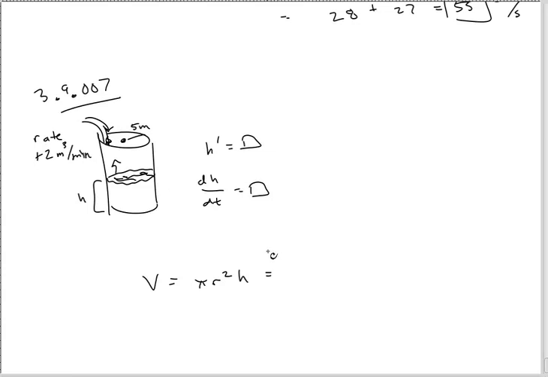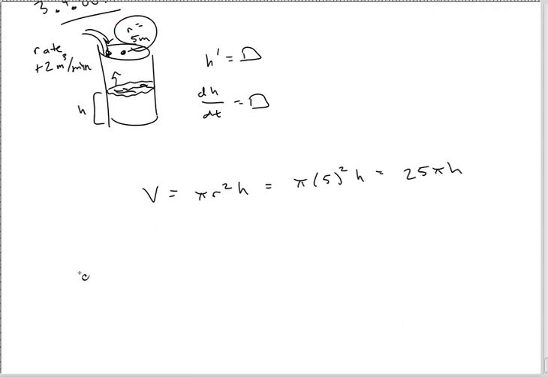Pause for a second. This is good. What is the one constant out of all this? It's not the height. I guess we have a rate, but I can't plug that in. My radius is 5. And so I can actually plug that in right now without doing any other math. Makes it a little bit easier.